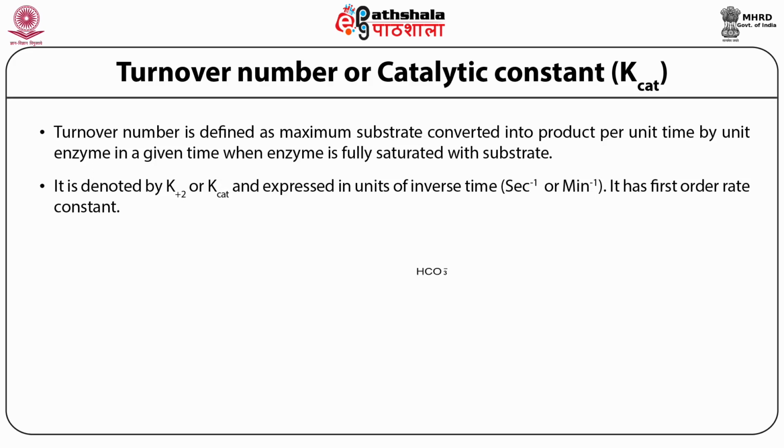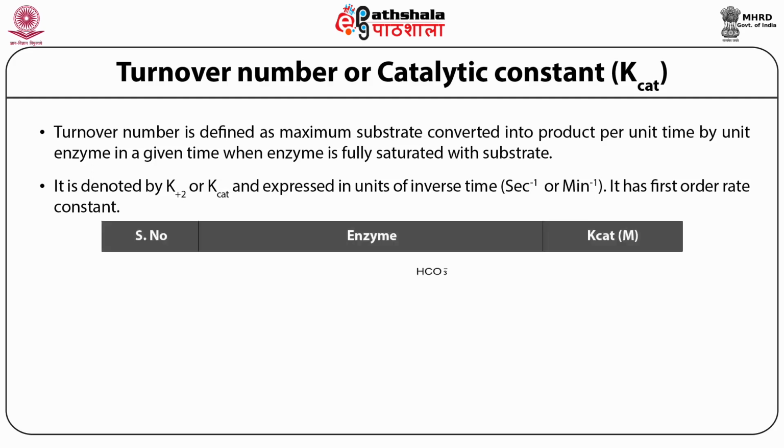If you remember, the velocity of a reaction is dependent on the ES concentration, and the conversion of the ES complex into the product is dependent on K plus 2. So K plus 2 is nothing but kcat, which explains the rate of product formation. It is expressed in inverse time, like per second or per minute, and this is a first order rate constant.